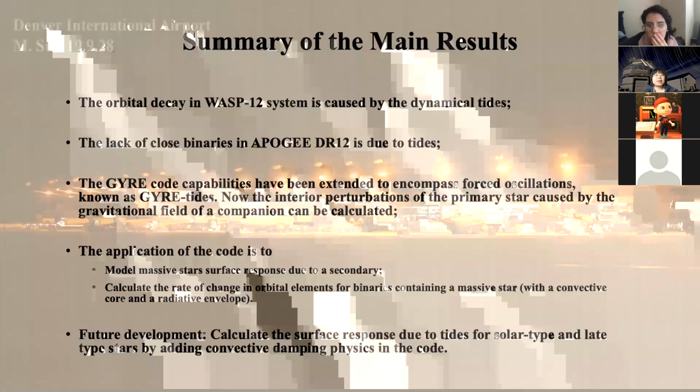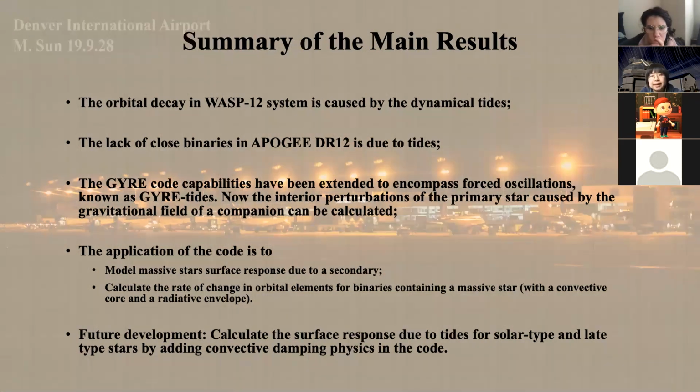Okay, to summarize the results, my own code for calculating the tidal response can explain the orbital decay rate for the WASP-12 system by dynamical tide, and we can also explain the lack of close binaries in the APOGEE survey by tides. Then I began to study tides in intermediate and massive stars, and I also helped Rich, the main developer of GYRE, to develop this open source code GYRE-tides for calculating the forced oscillations.